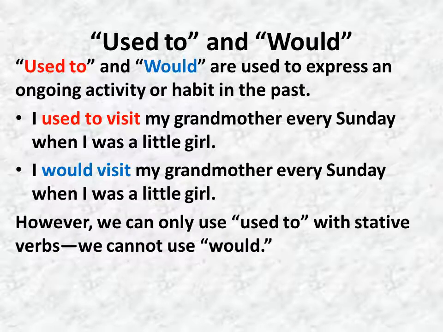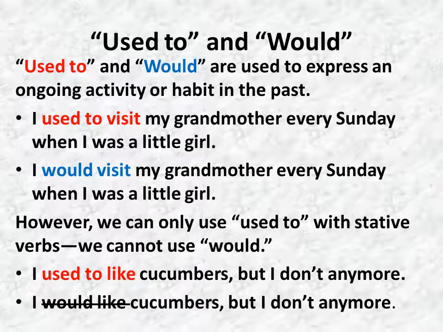However, we can only use used to with stative verbs. Those are verbs of feeling or verbs that don't really show an action. We cannot use would with stative verbs. So for instance, I can say, I used to like cucumbers, but I don't anymore. But I can't say, I would like cucumbers, but I don't anymore. That's because like is a stative verb, so I can use it with used to, but I can't use it with would.